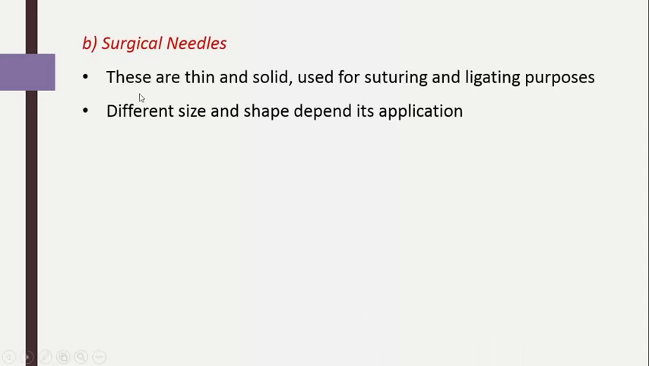Let's move to another type of needles, that is surgical needles. These needles are thin and solid, and are mainly used for suturing and ligating purposes, that is to tie the blood vessels as well as for suturing the tissues. They come in different sizes and shapes, depending on the application and the purpose for which they are used.